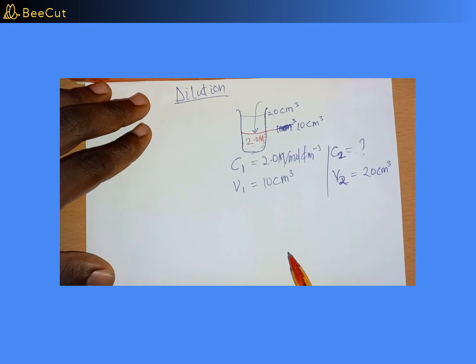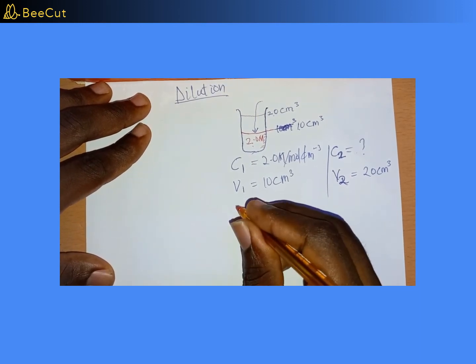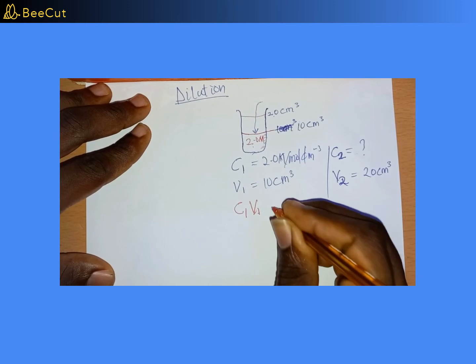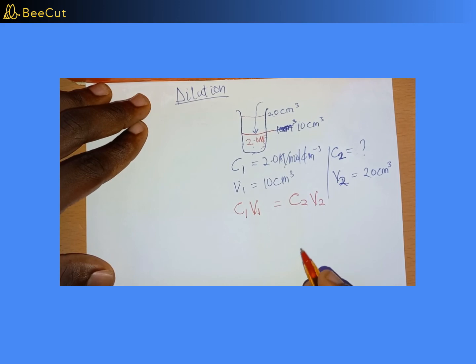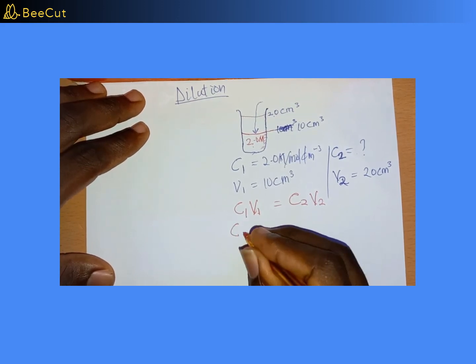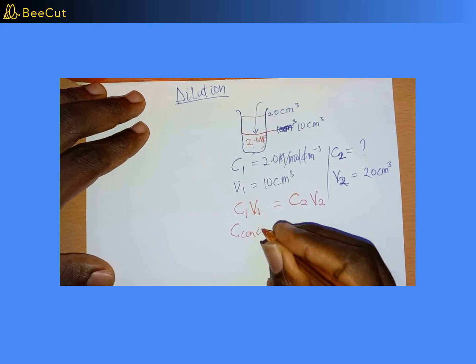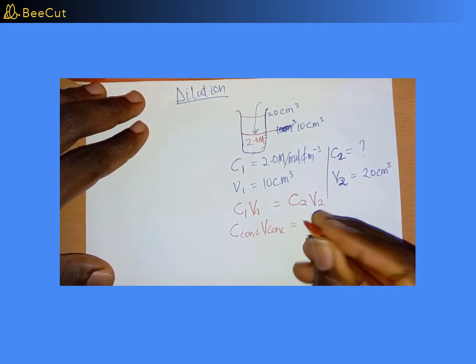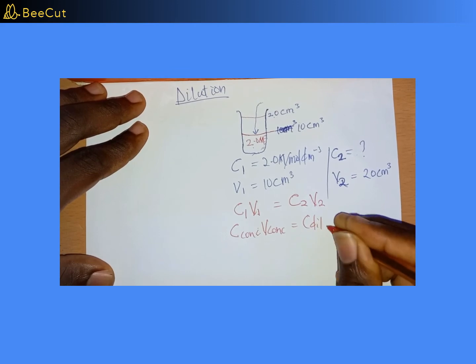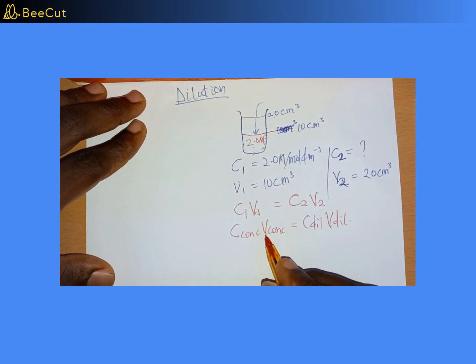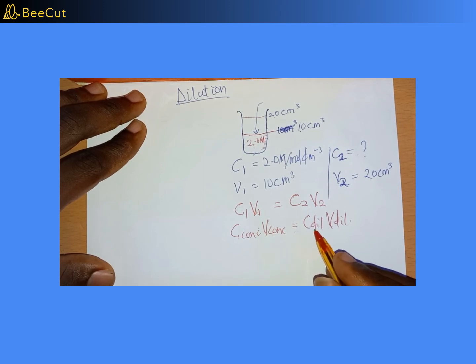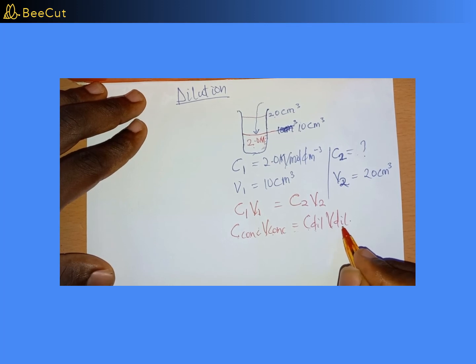This is the mathematical expression. So we write C1 V1 is equal to C2 V2. This is it. Or you can use Cconc Vconc is equal to Cdil Vdil. It means that concentration of the concentrated solution multiplied by volume of the concentrated solution is equal to concentration of the diluted solution multiplied by volume of the diluted solution.